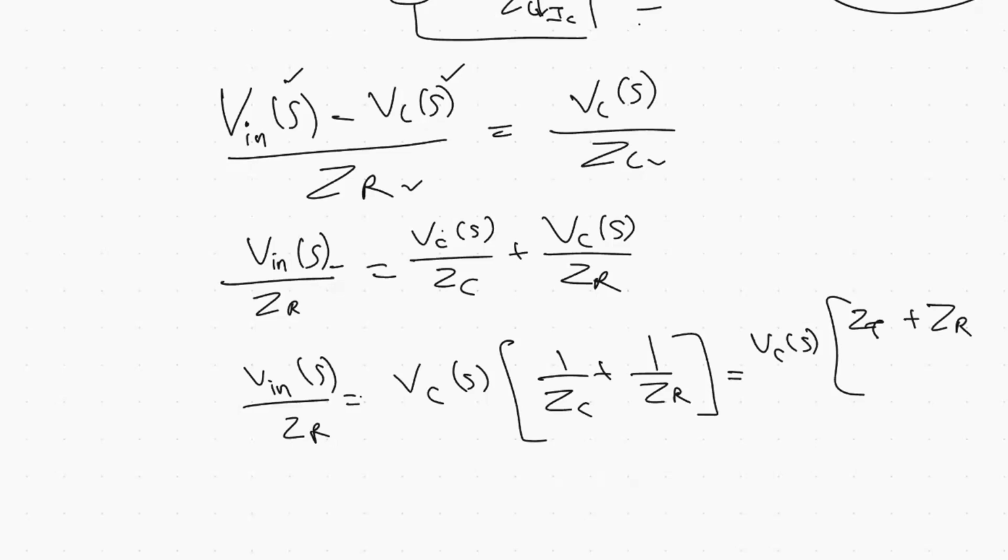ZC times ZR. I simplified it further and got to this term. Is that clear? And because we have a ZR in both of the denominators, I'm just eliminating it. And now we have VC of S times ZC.